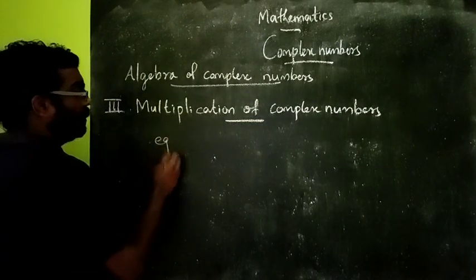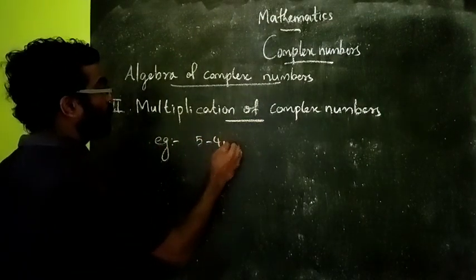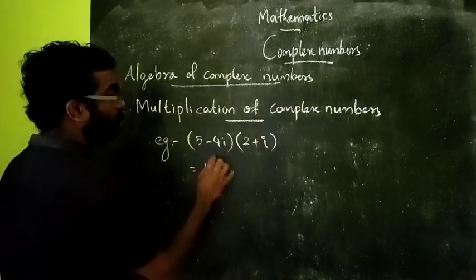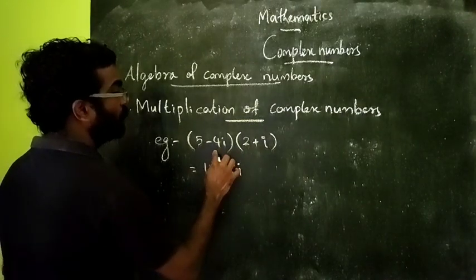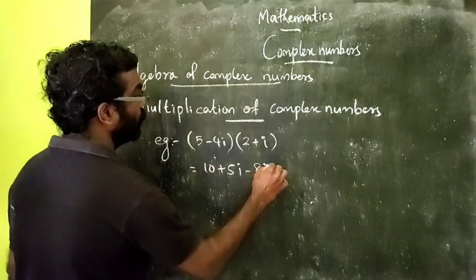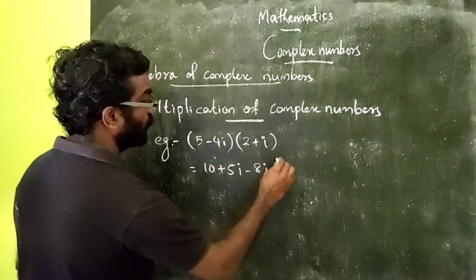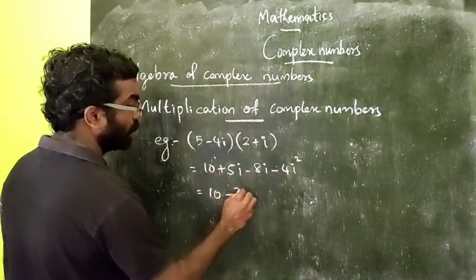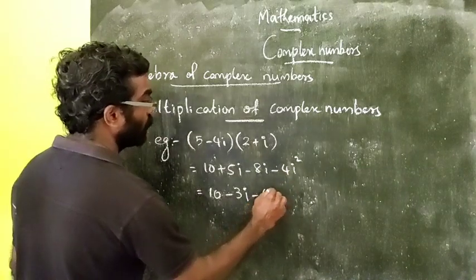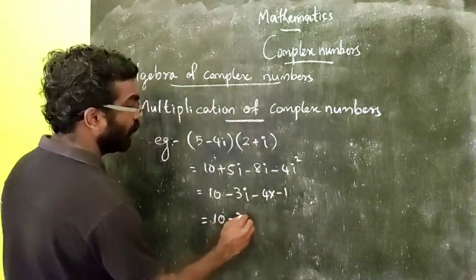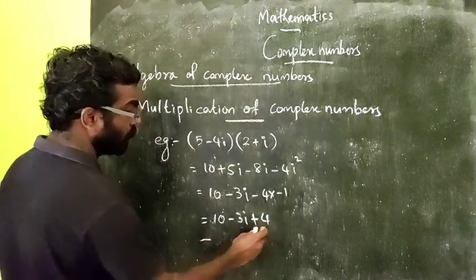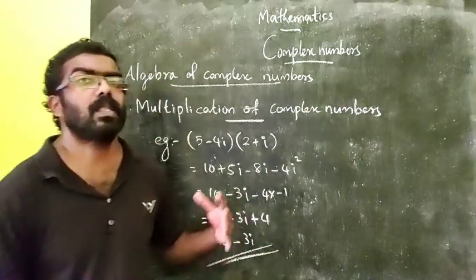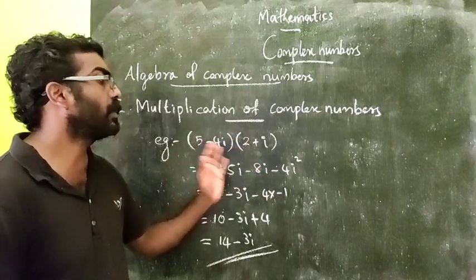Let us consider an example. 5 minus 4i into 2 plus i. 5 2s are 10. 5 into i, 5i. Minus 4i into 2, minus 8i. Minus 4i into plus i, minus 4i square. That is 10, 5i minus 8i is minus 3i. Minus 4 into i square, where i square is minus 1. So 10 minus 3i, then plus 4. 10 plus 4 is 14. So 14 minus 3i. Okay. So this is very much similar to the polynomial multiplication, the term-wise multiplication.